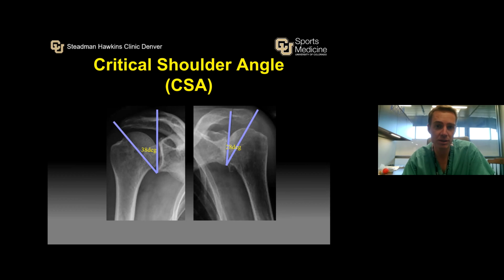And the main force vector of this is our deltoid. With the larger angle, the force vector is more superior, and so you're compressing the rotator cuff. The rotator cuff is getting worked a little bit harder with this angle.